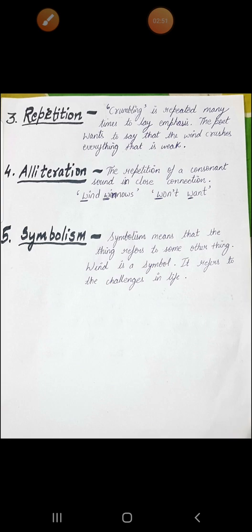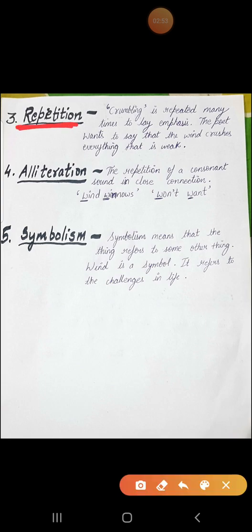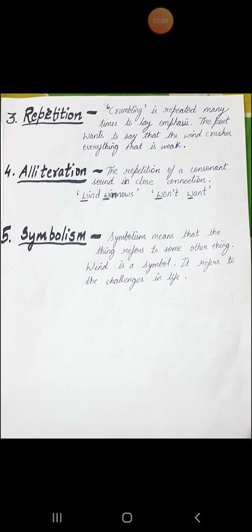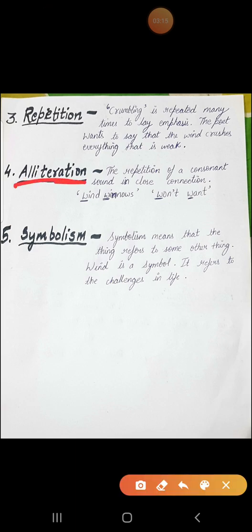Then our third is repetition. Crumbling is repeated many times to lay emphasis. The poet wants to say that the wind crushes everything that is weak. Why do we use repetition of a word? To give it more emphasis. Alright. Then see the fourth one, that is alliteration.